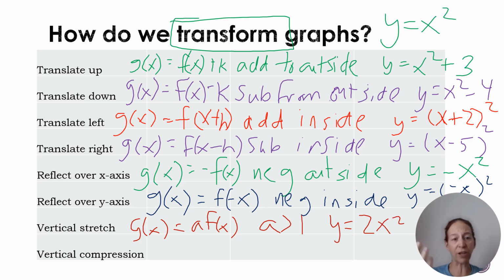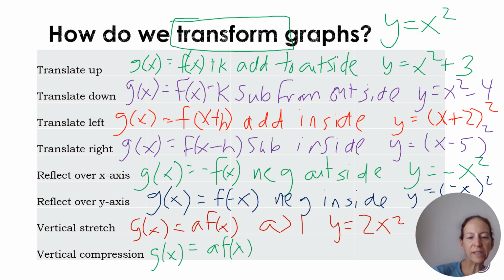For the vertical compression, we're going to use the same little template: g of x equals a f of x. But the difference is that I could say a is less than 1, and that is lazy, but probably more intuitive. Essentially, though, what we mean is 0 is less than a is less than 1. So when I say less than 1, I mean a positive number less than 1. Why? Because a negative number is going to flip it over. As soon as you have a negative, it's actually going to do something different.